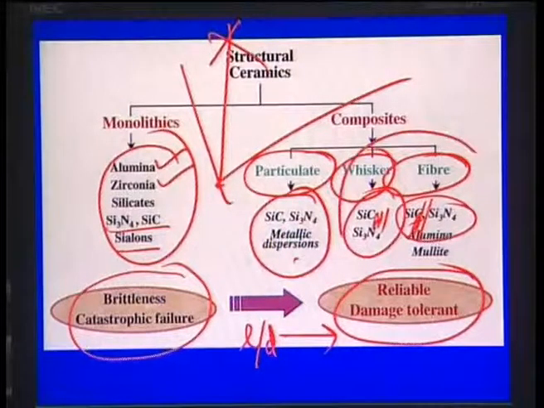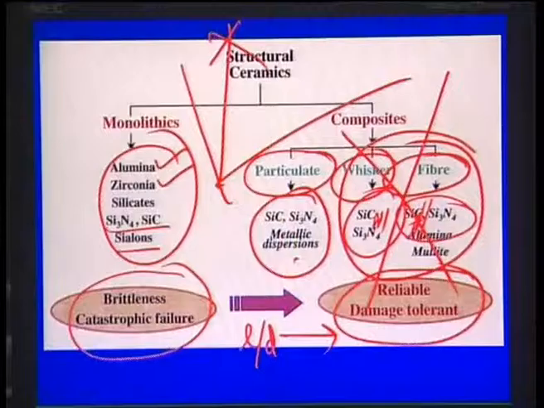However, for biomedical application, as I said, these fibers and whiskers are generally to be avoided. Therefore, you are left with the particulate reinforced composites, where you can have metallic dispersions in a ceramic matrix. And if your material has a much higher toughness compared to that of the monolithic ceramics, then what will happen? This material also will have better damage tolerance or better damage resistance. So that is what is meant by going from brittleness and catastrophic failure to damage tolerant property.